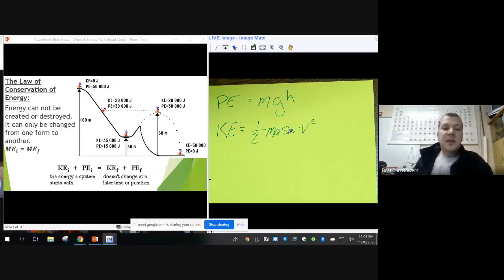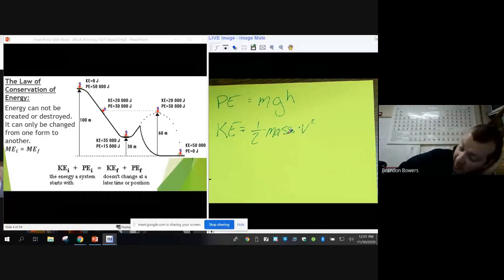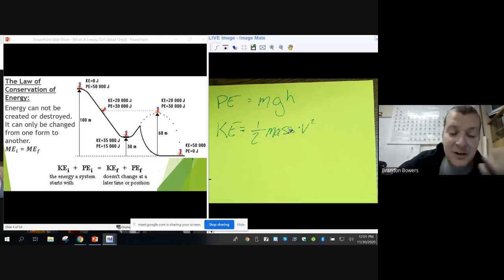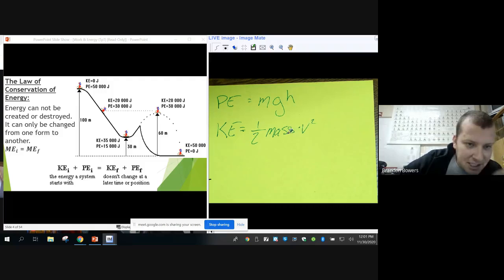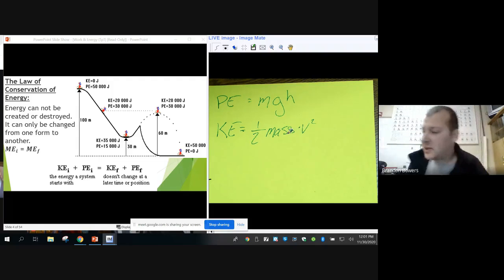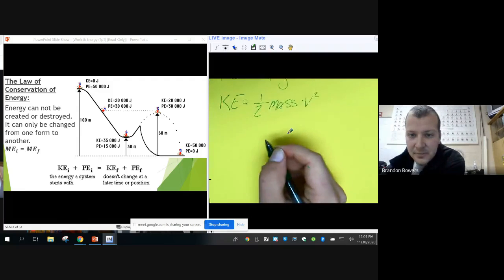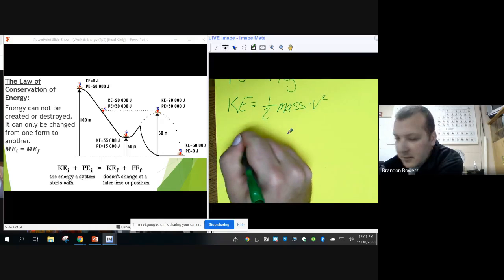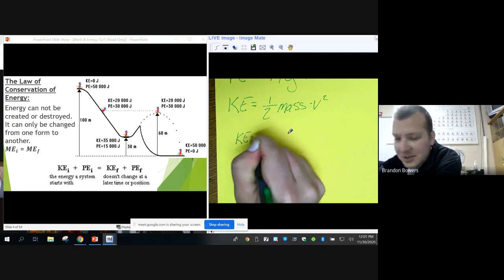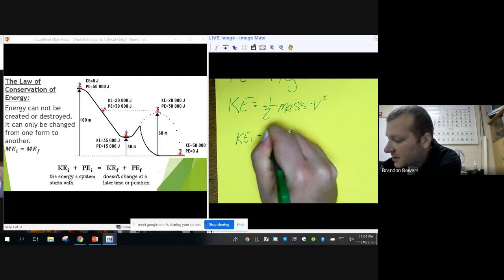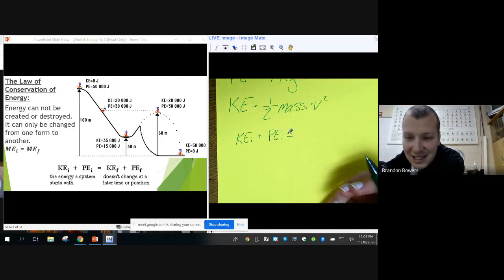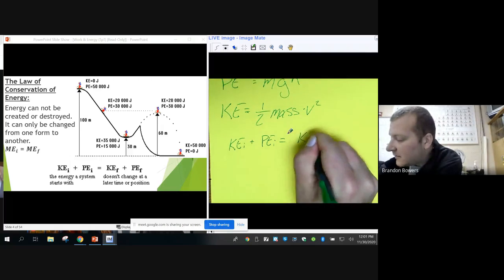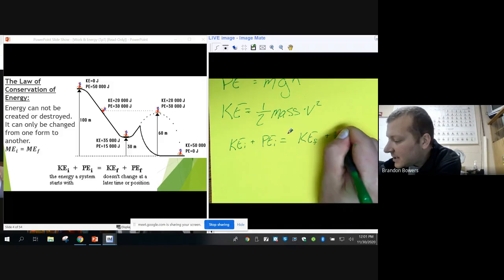All right. So the law of conservation of energy. We know matter cannot be created or destroyed, but now we know energy cannot be created or destroyed. It can only be changed from one form to another. So the mechanical energy initial has to be equal to the mechanical energy of the final. The equation looks like the kinetic energy of the initial plus the potential energy of the initial has to equal the kinetic energy of the final plus the potential energy of the final.